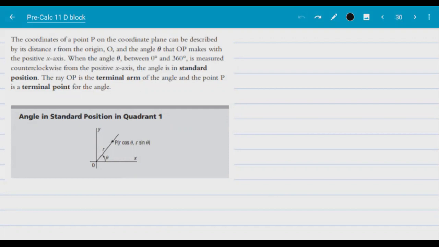Meaning that, in other terms, the ray OP, this one, is the terminal arm of the angle, and the point P is a terminal point. So what it's saying is, if your angle is this one, right here, this is your terminal arm. This is your initial arm, okay? Say it again. This is your terminal arm. This is your initial arm, okay?